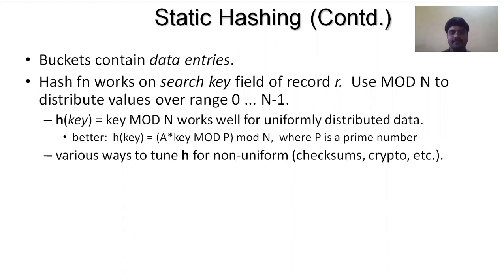And secondly, better is h(key) = (a times key) mod p, where p is a prime number. So here h(key) = a times key mod p, where p is a prime number. There are various ways to tune the hash function for non-uniform data, like a checksum or crypto hash, and we can use different applications also.